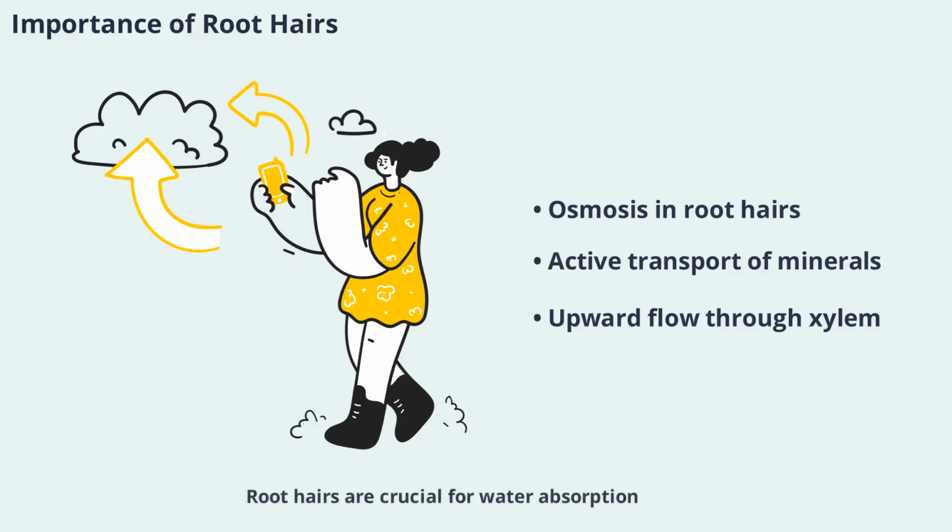Root hairs are crucial for water absorption. Their cell sap has a higher concentration of salts than the surrounding soil water, setting up osmosis that draws water into the root. They also play a role in the absorption of mineral elements, often through active transport. The upward movement of water and minerals occurs through the xylem, ensuring the plant receives essential nutrients.